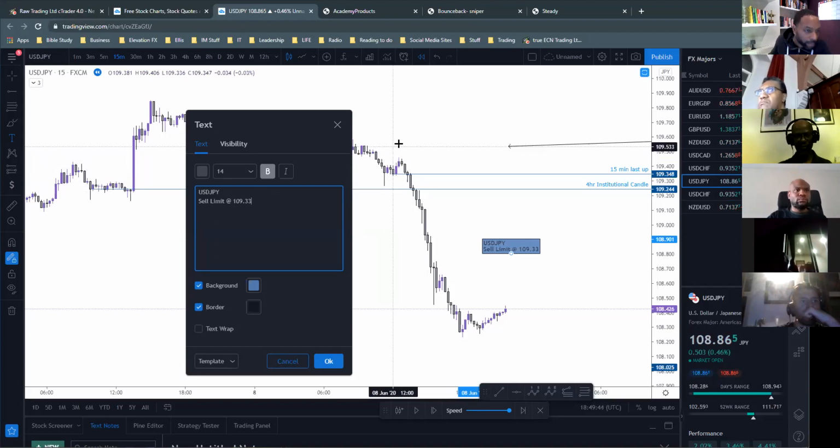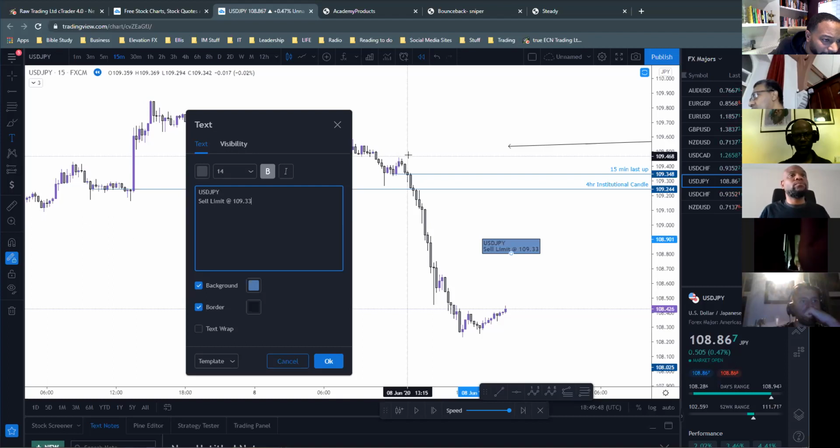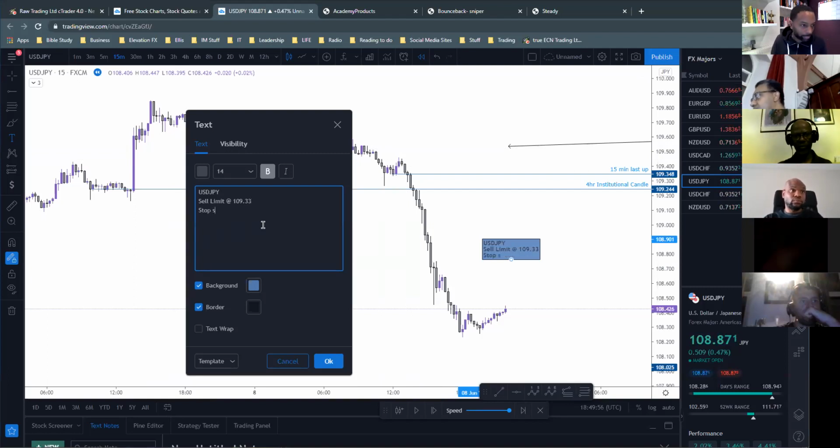All right. I want to see. There's a little bit of imbalance there, actually. Tiny. Let's do it here. Let's do 52 above the quarter point. Okay, so we've got stop loss. Stop loss is going to be 109.52.